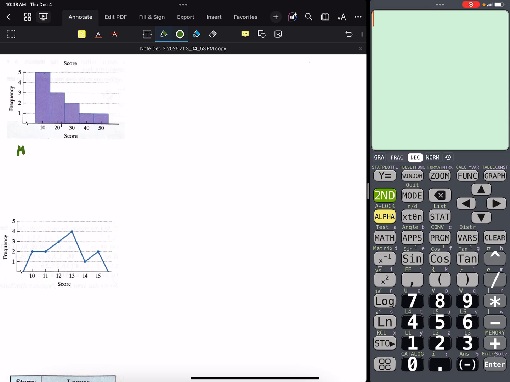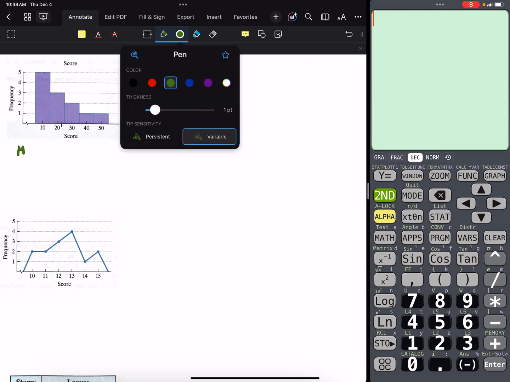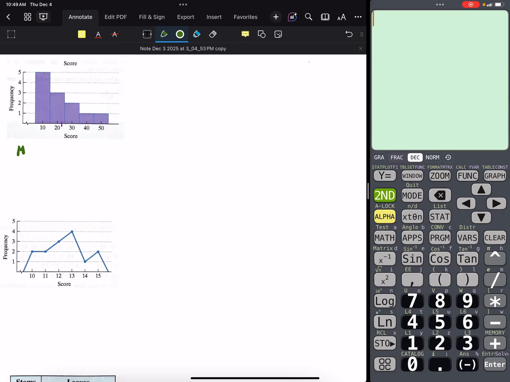Oops, very large pen there. Let's get our pen size down to more like what we're used to.